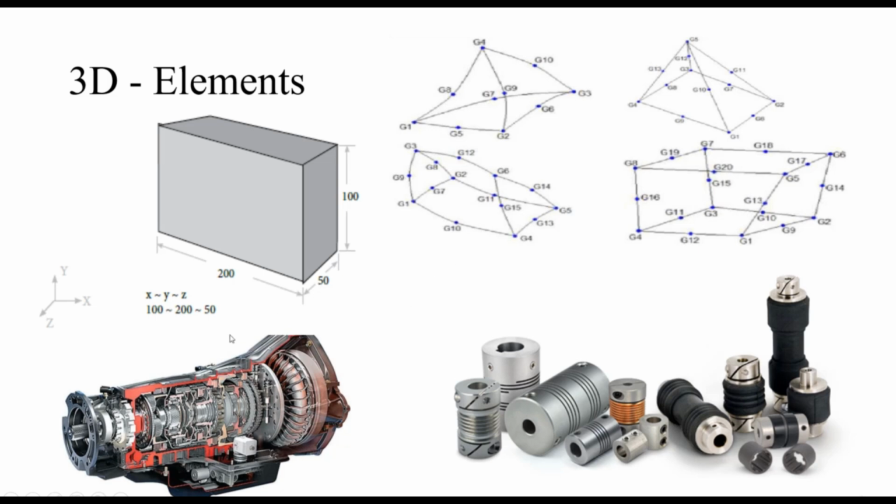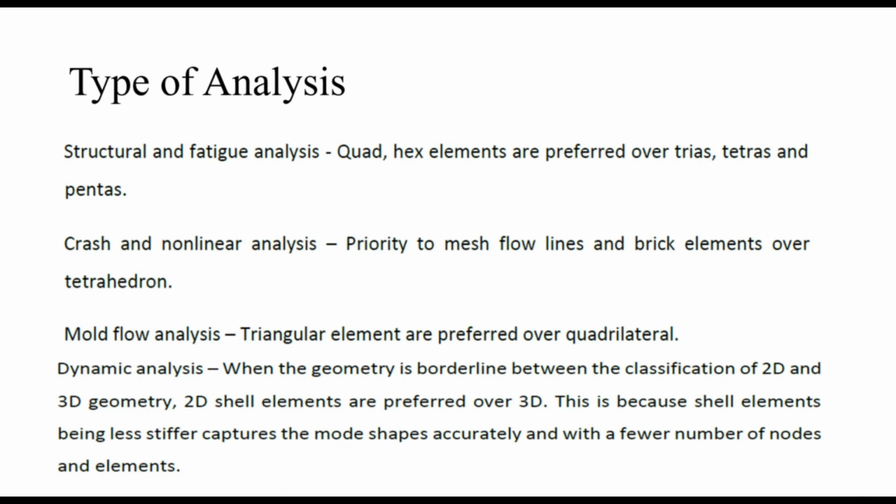Some of the examples of 3D element modeling include transmission systems, coupling systems and other sorts of systems. As I mentioned earlier also, if there is a possibility of simplification, we are going to simplify 3D objects into either 2D or 1D, and only then perform the analysis. So based on the geometry, you need to select what type of elements you are going to use for meshing. And then the next one is the type of analysis.